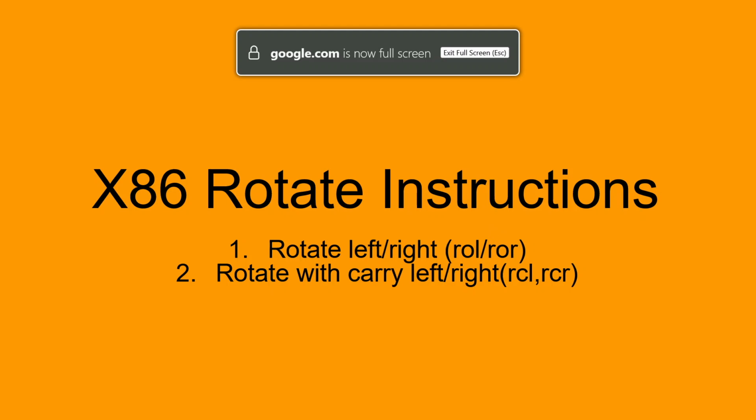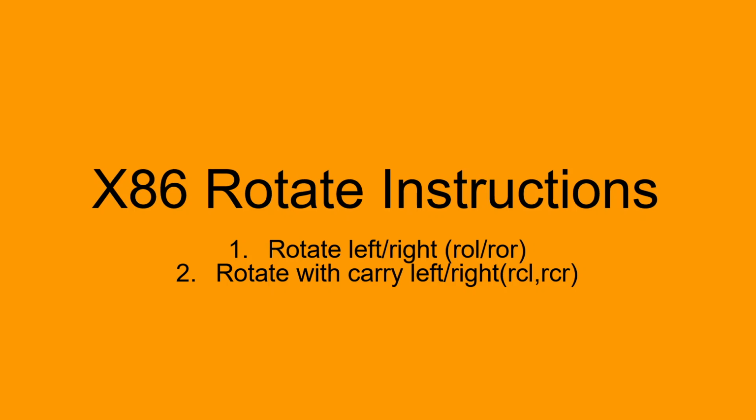The x86 architecture offers two flavors of rotate instructions. One is an ordinary rotate instruction and the other is rotate with carry instruction. In this video, we will look at the ordinary rotate instruction and see some examples of left rotate and right rotate using the ROL and ROR mnemonic.